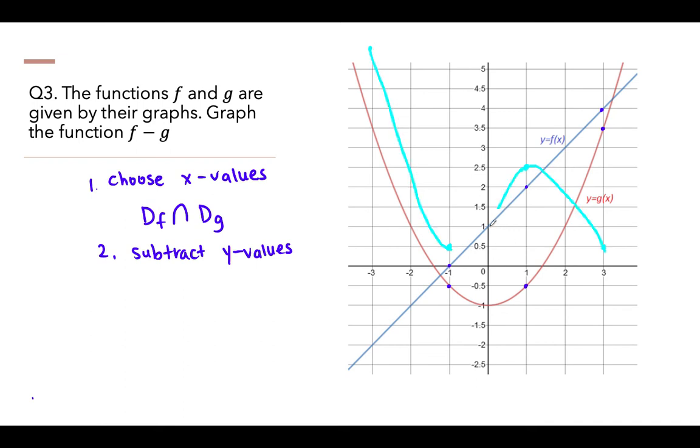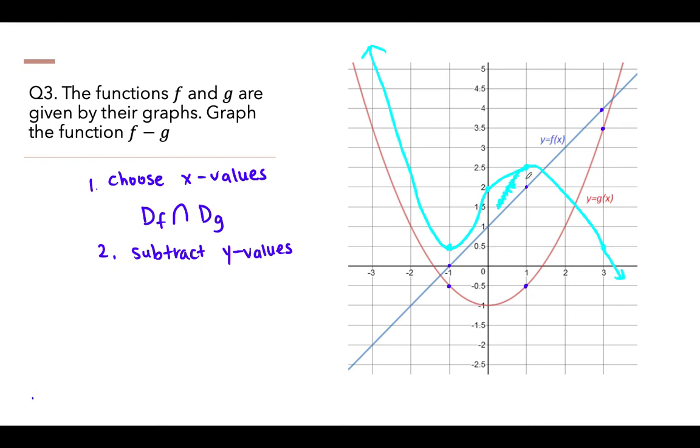Okay, and let's just double check. At 1, it's going to be 2. So it's going to be somewhere that looks like that. And here. Okay. And I'm just going to erase this.